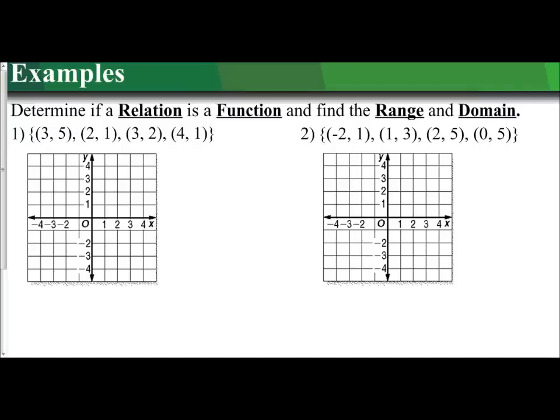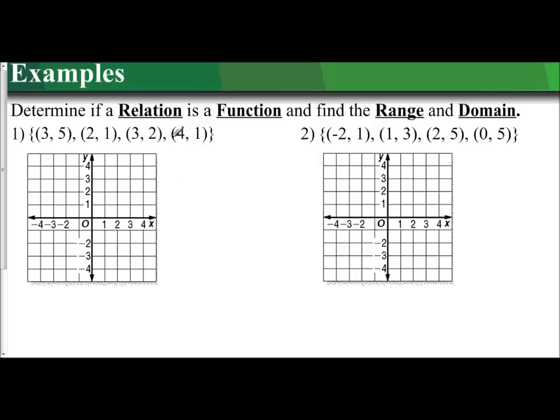In the following video, we're going to go over examples on how to determine if a relation is a function and then define the domain and the range. So we're given in the first example a set of coordinates: (3, 5), (2, 1), (3, 2), and (4, 1).